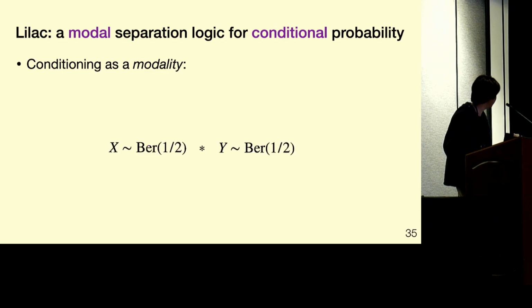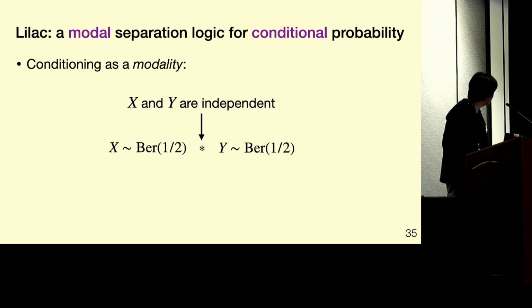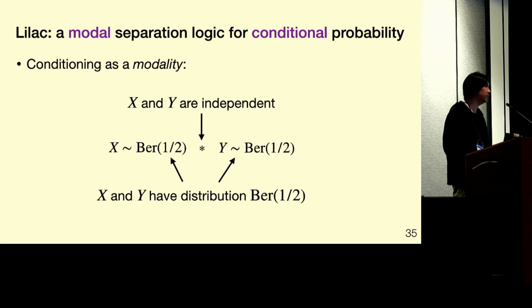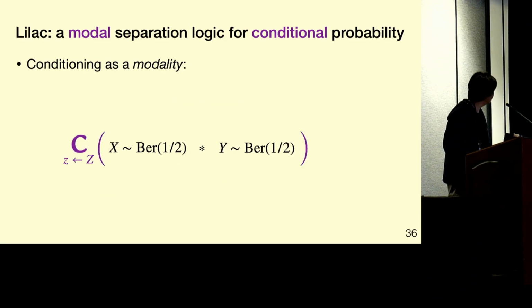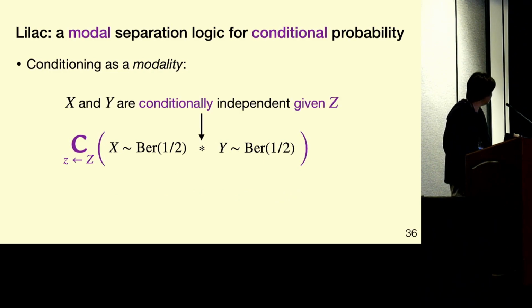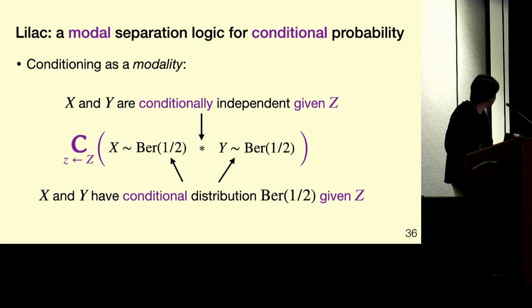So for example, we've seen that this proposition asserts that x and y are independent and that they're both distributed as Bernoulli 1/2. Now when you put the conditioning modality in front of it, this star now asserts conditional independence, and x and y are now conditionally distributed Bernoulli 1/2.